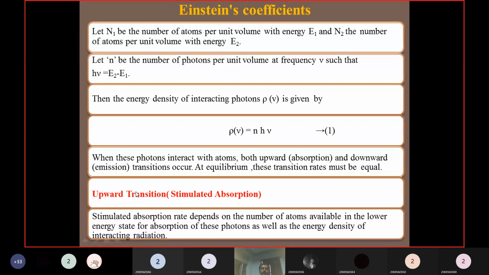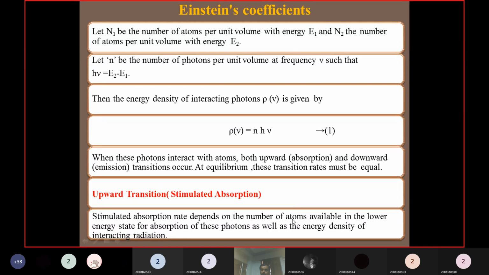Now coming to the upward transition. Upward transition, what happened here? In case of upward transition, the ground state absorbs the energy. In that ground state, electrons will go to the excited state.